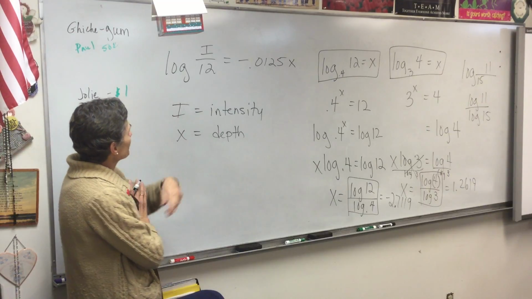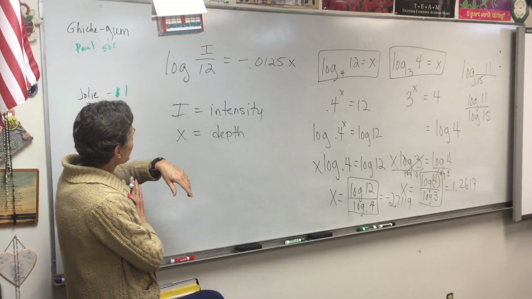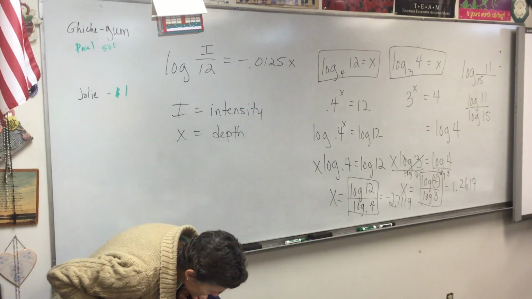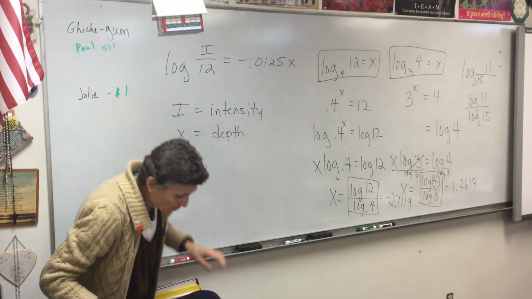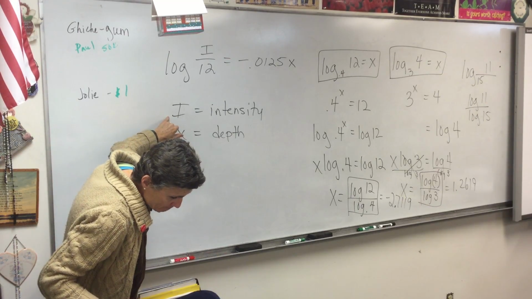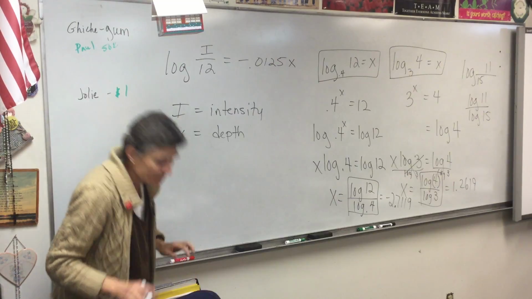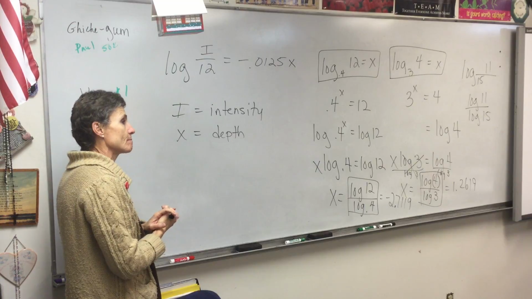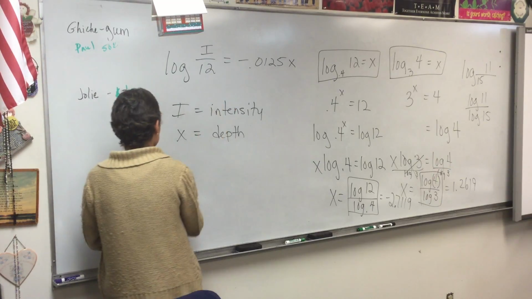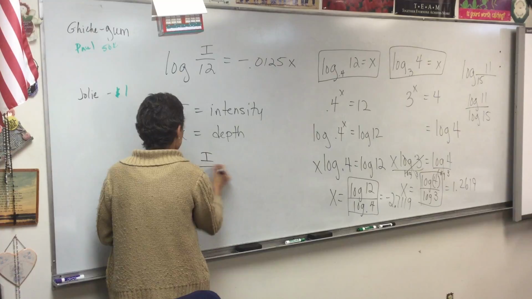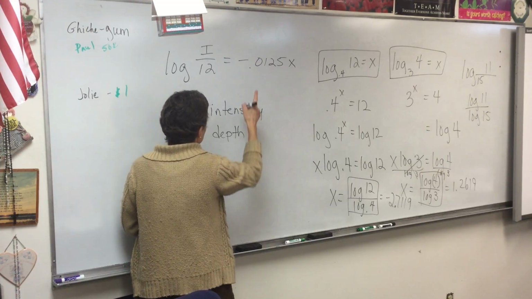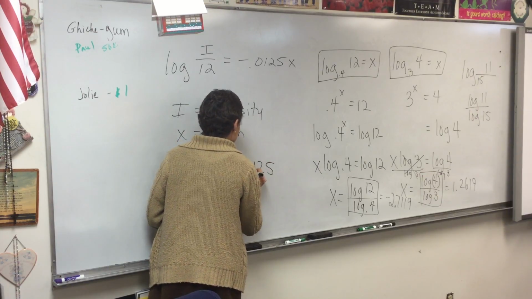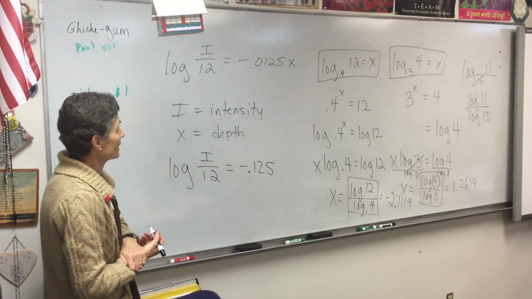All right. Now, here we go. They give me an equation. They tell me what the variables stand for, and then they tell me that I am looking for the intensity at a depth of 10 feet. So what am I going to do if the depth is 10 feet? I'm going to put 10 in for X. So now I'm going to have this equation. I'm going to multiply. This is the equation that I have.